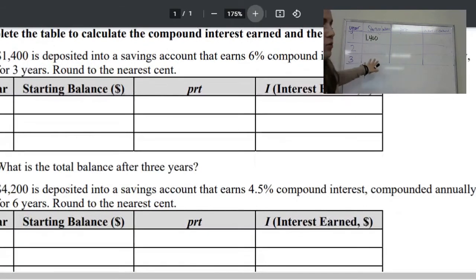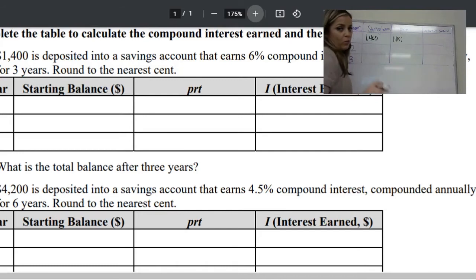Let's start with the compound interest. We're going to make a little table right here. It says complete the table and calculate the compound interest earned and the total balance. $1,400 is deposited into a savings account that earns 6% compound interest. Remember, compound is adding on. It's compounded annually for 3 years, and we're going to round to the nearest cent. So year one, we start with $1,400. My principal is $1,400.